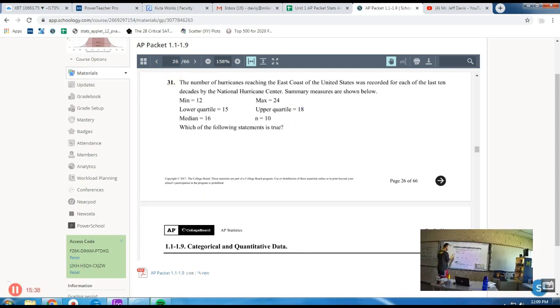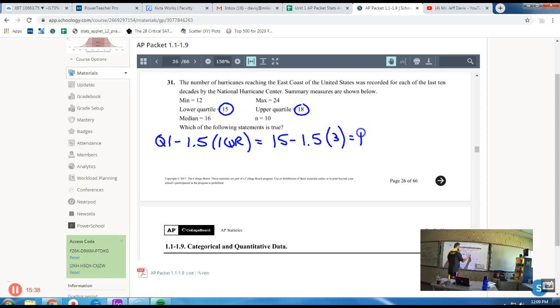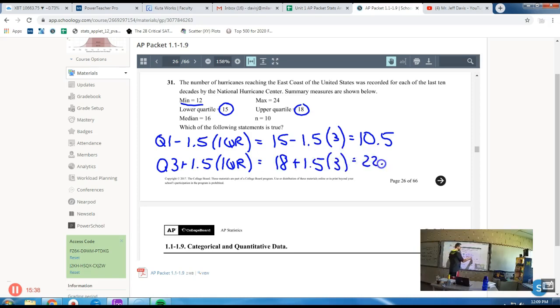So outliers are lower than Q1 minus 1.5 times the IQR. So Q1 is 15 minus 1.5 times the IQR. Well, the IQR is the difference between those two, so that's 3. This would be 10.5. Our lowest value is 12, so we do not have any outliers in the lower direction. Q3 plus 1.5 times the IQR gives us 18 plus 1.5 times 3, so that's 22.5. Well, my max is 24. So be careful here. You have at least one outlier.